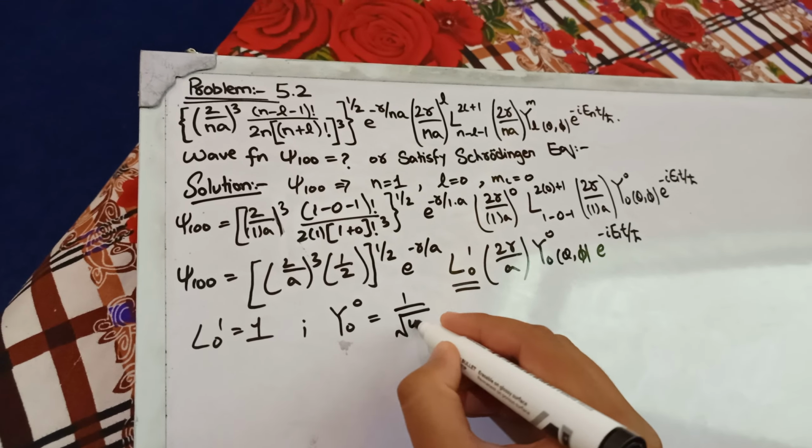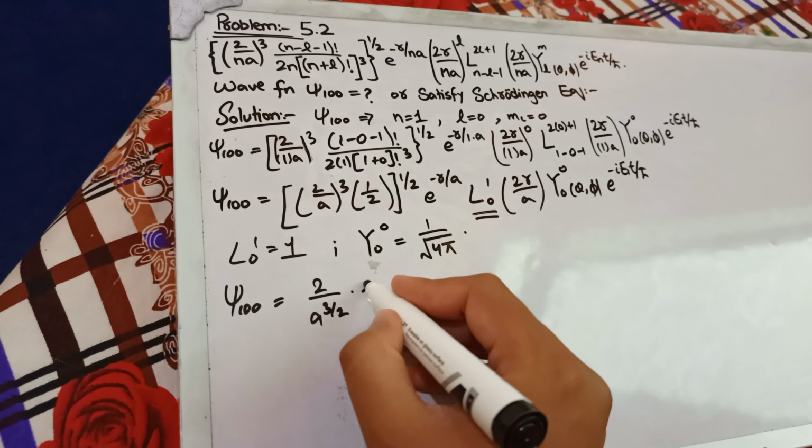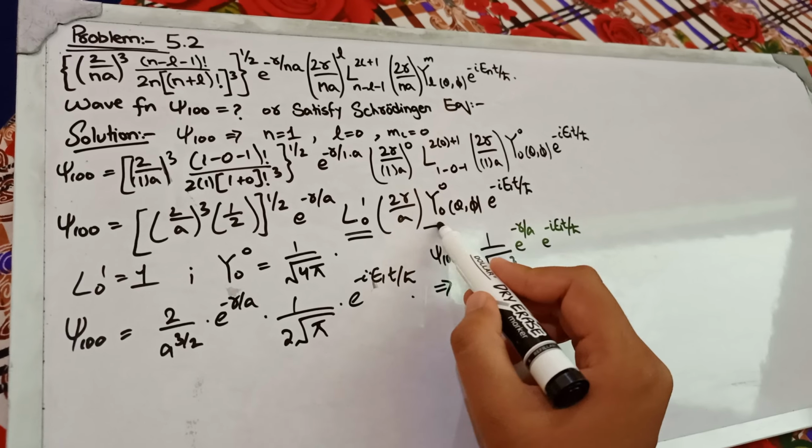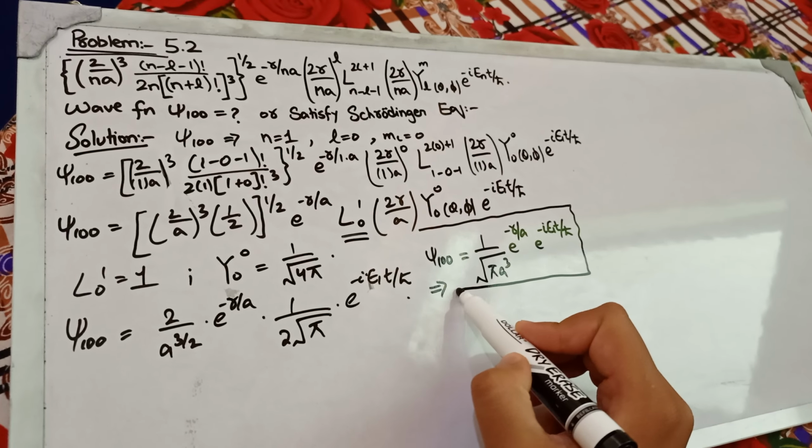Now putting these values, you will get your wave function psi 100 equals 2 divided by a power 3 by 2, e power minus r by a, times 1 by 2 under root pi, e power minus i E1 t divided by ħ. Understood? And you will get your final result for psi 100, which equals 1 divided by under root pi a cube, e power minus r by a, e power minus i E1 t divided by ħ. This is your result for psi 100.